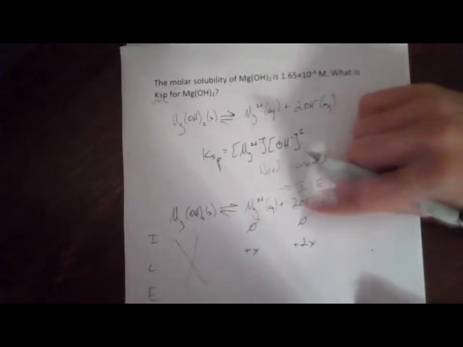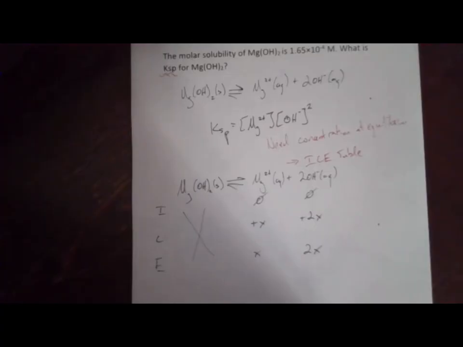We can then predict the shift. We want to be sure those shifts are always going to be plus, always shifting to the product side. We want to be sure to get coefficients. So the 2 hydroxides becomes plus 2x. So the concentration of magnesium would be x, and the concentration of the hydroxides would be 2x.